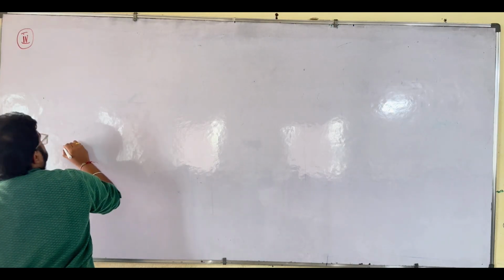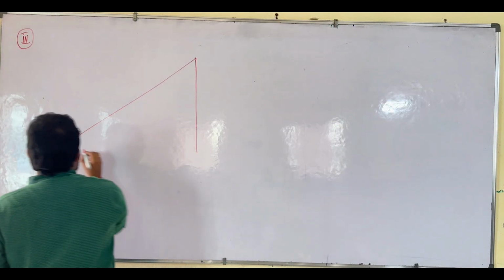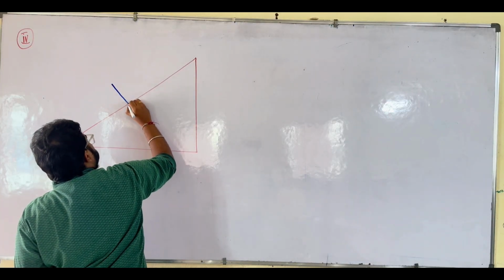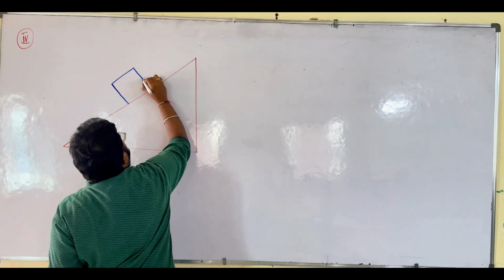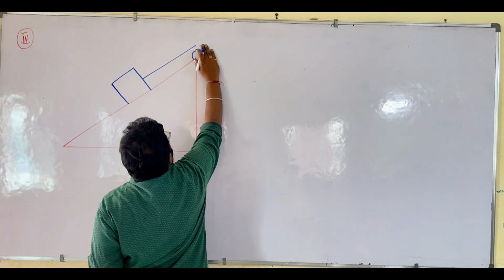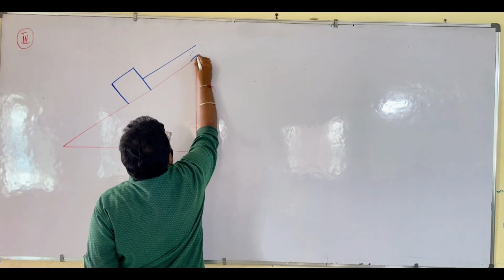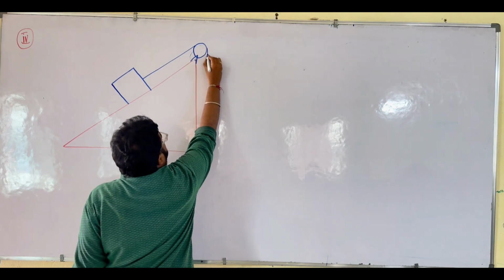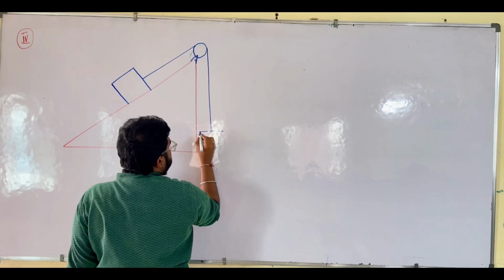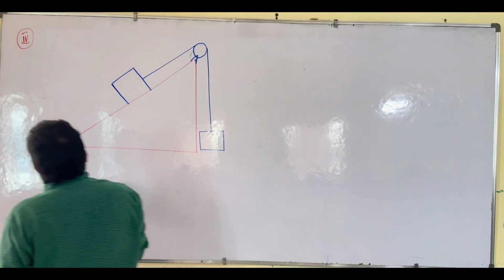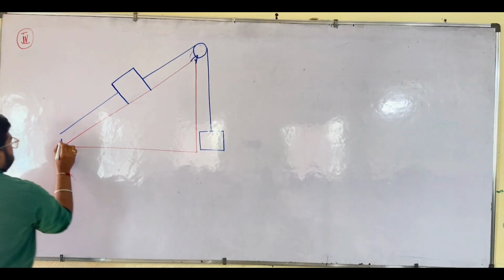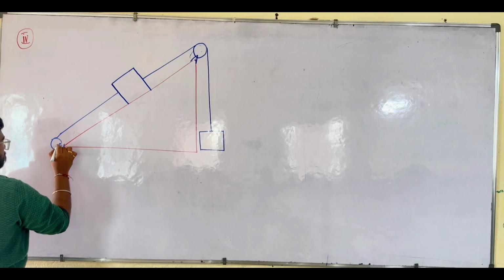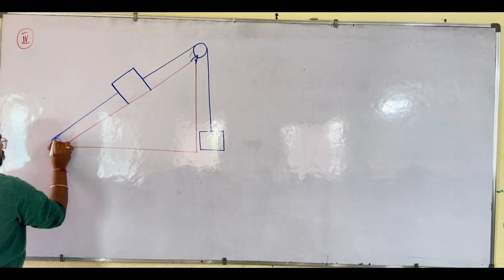Here to here, this is inclined surface. Here one block. This is one block. It is going and this is the pulley. One block is here. Another pulley is attached here.